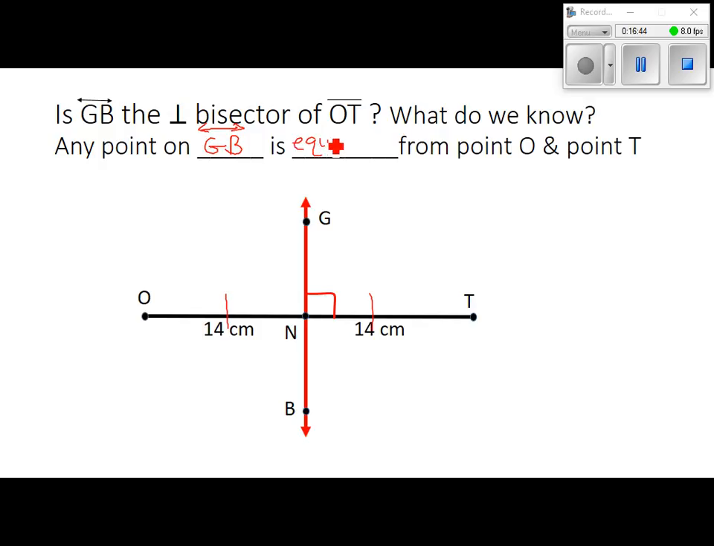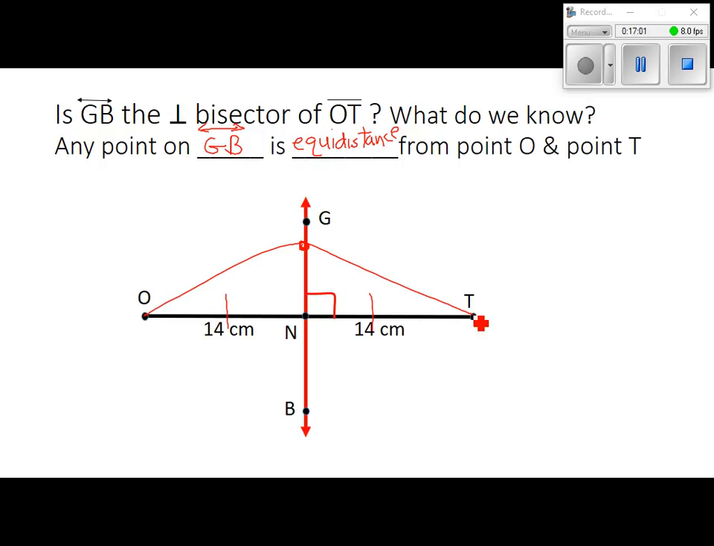Equidistant. It's the same distance from these two endpoints. So if I pick some point right here, it's the same distance from here to there as it is from here to there.